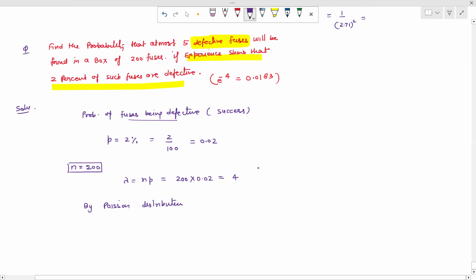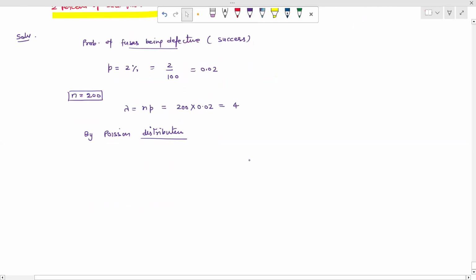अब यहां से भी आप आइडेंटिफाई कर सकते हो कि हमें क्वेश्चन क्यों लगाना पड़ेगा, क्योंकि हमारा n large हो गया, n 200 हो गया, और p हमारी small है, 2/100 है. That's why we use the Poisson distribution. So by Poisson distribution we write down the probability of x successes as e raised to the power minus lambda into lambda raised to the power x upon factorial x.